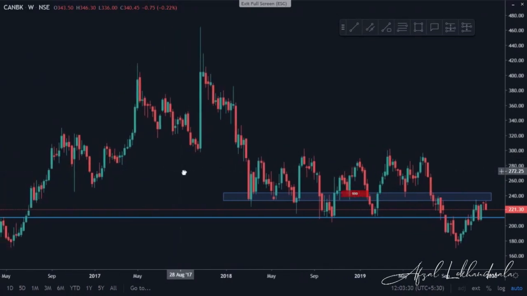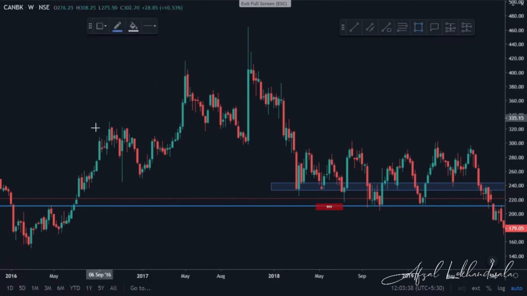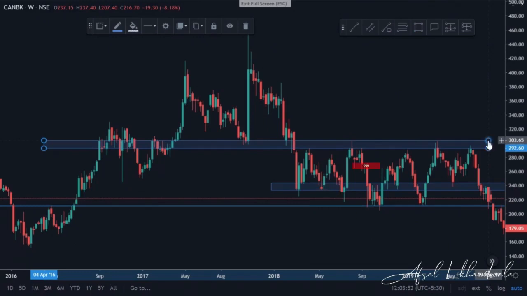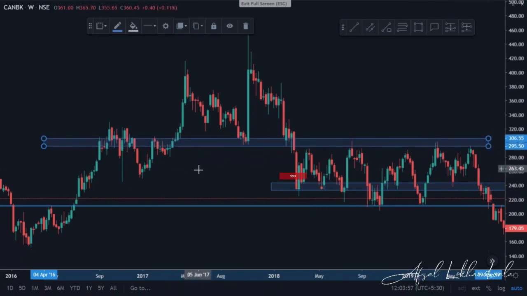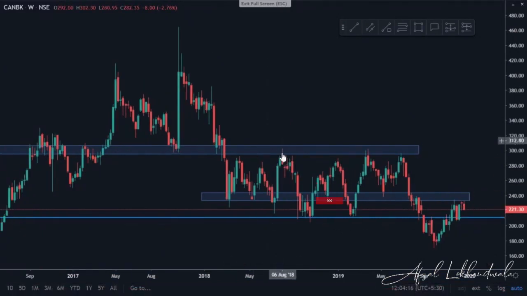Let me take this chart a little back. Now let me select the rectangle tool. Now let us identify this area. Yes, so this is the perfect area of resistance right now. If you look at the past, it had acted as a resistance. The first time it acted as a minor resistance here, then it acted as a support here, and then again the price is struggling to go above this area, and now it is acting as a resistance. So this area is again a pretty strong area on the Canara Bank weekly chart.